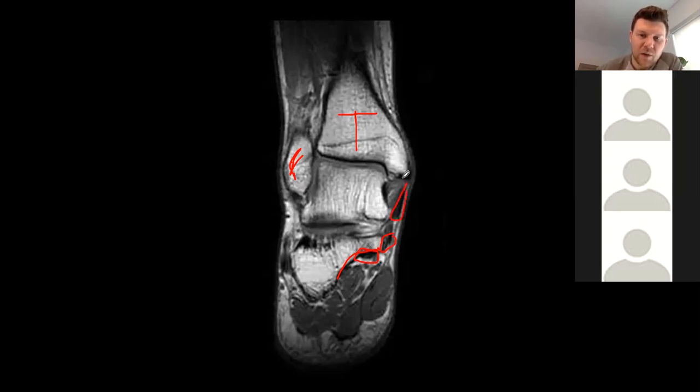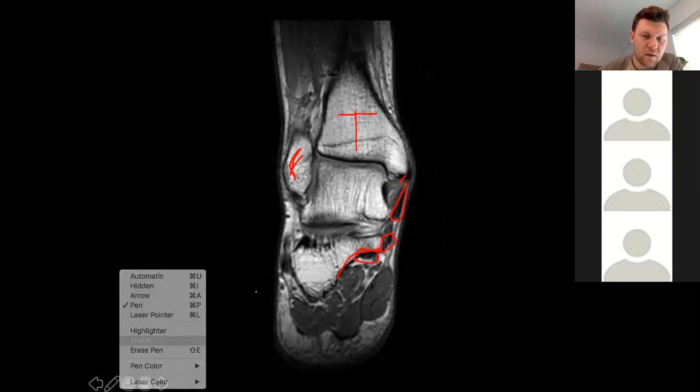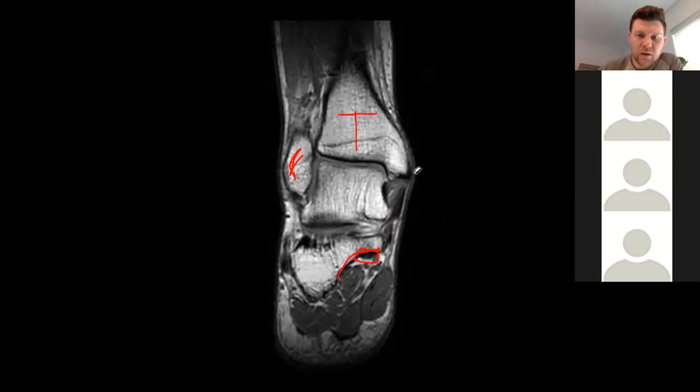What kind of tissue are we seeing right here that's going from the tibia to the talus and even further down to the calcaneus? The deltoid complex over there. Good. So you can see that it's all at an oblique angle there, so it's not going to look nice and pristine.